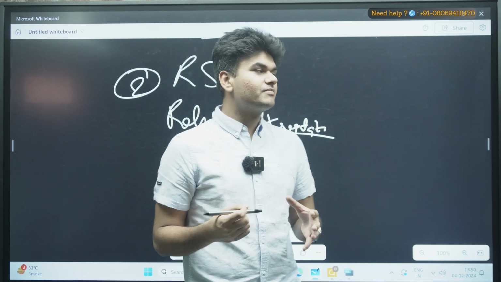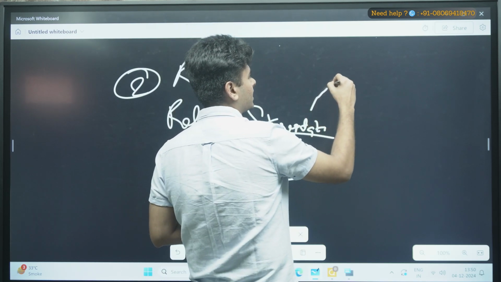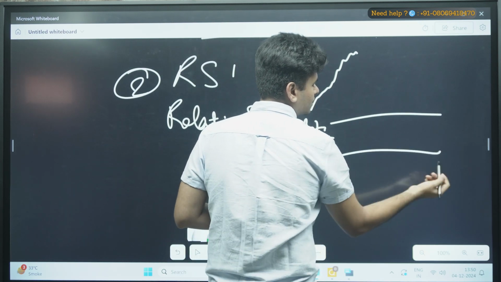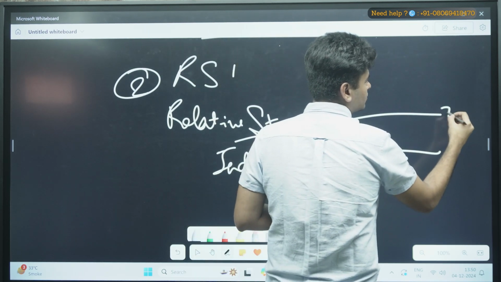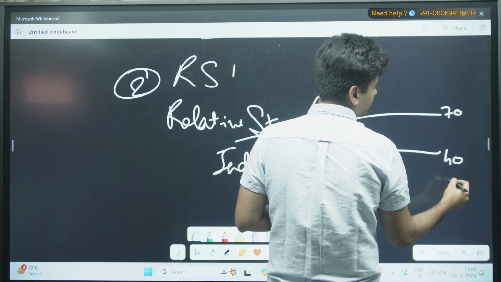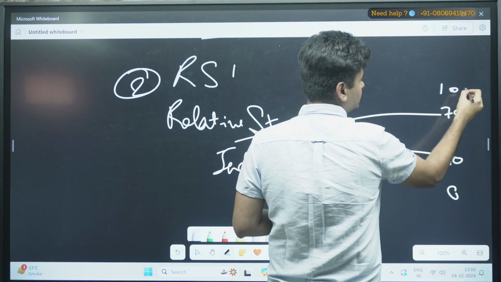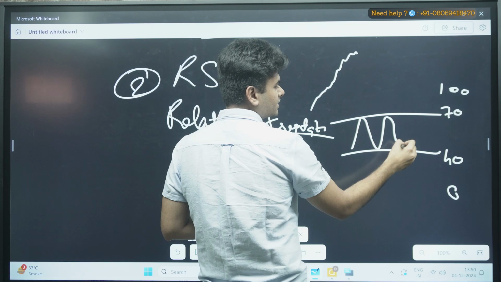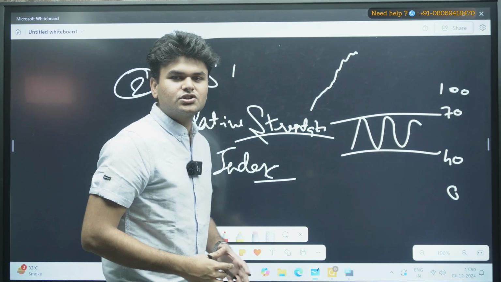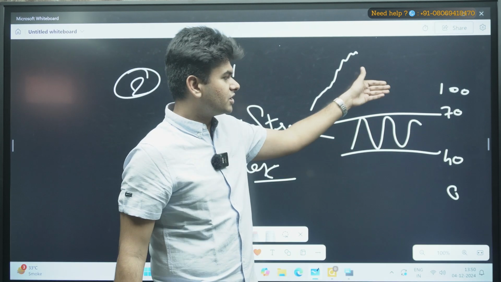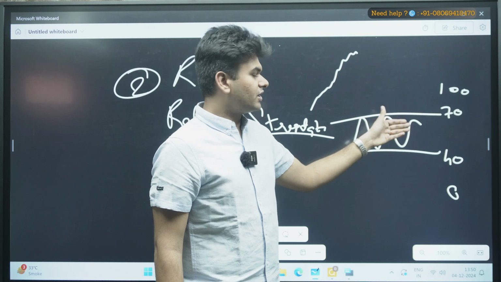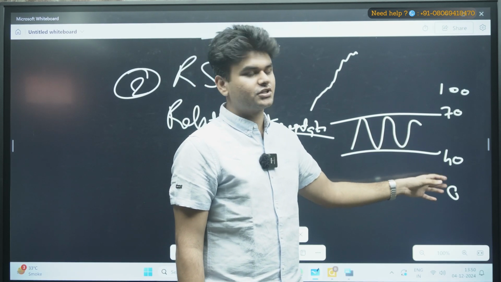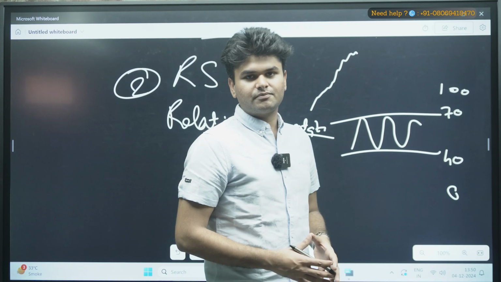Now let's suppose the market is going upside, the price is going upwards, and RSI is like this. RSI has a range of 0 to 100. Let's suppose you keep it to 70-40. RSI tends to go like this. It is mean reverting in nature. So whenever you see the strength has increased to a high, it will tend to reverse to the median. And again, if the strength has decreased to the lowest, you will see it will retrace to the median.